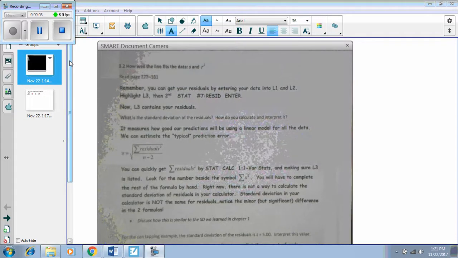This is on section 3.2, how well the line fits the data for S and R squared. So what S and R squared stand for to begin with, S is going to be the standard deviation for the residuals, and the R squared is going to be the coefficient of determination. So slightly different, but we're continuing on from chapter 3 where we start the fall semester.